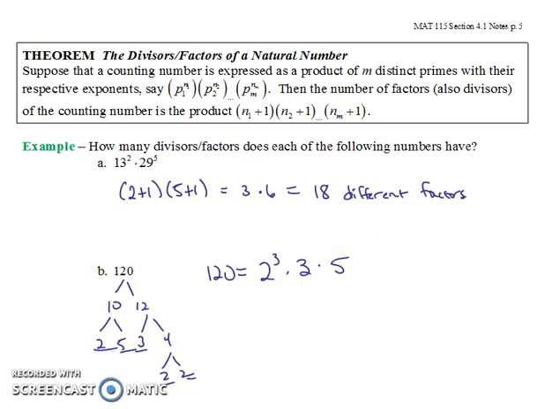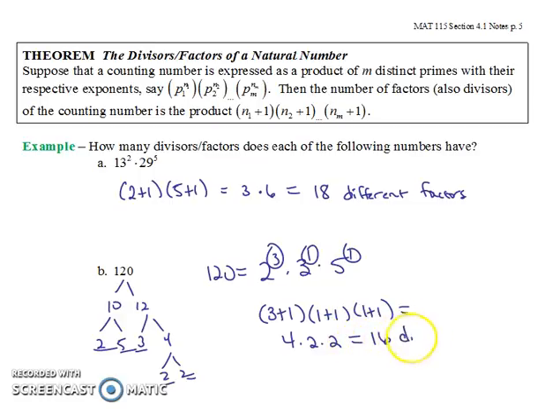And so if I figure out how many factors it has, I'll take the exponents of each. The understood exponent on the 3 is 1. The understood exponent on the 5 is also 1. So it would be the quantity 3 plus 1 times the quantity 1 plus 1 times the quantity 1 plus 1. So it's going to be 4 times 2 times 2. So this one has 16 different factors.